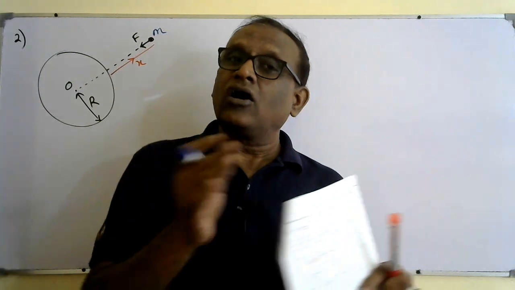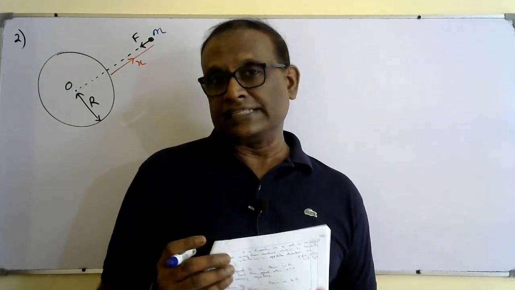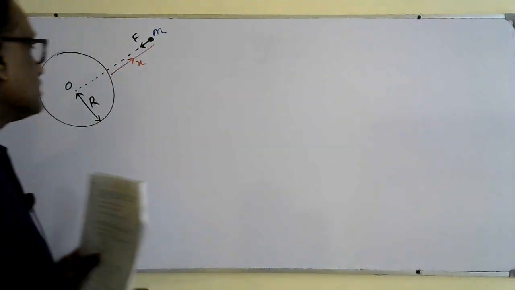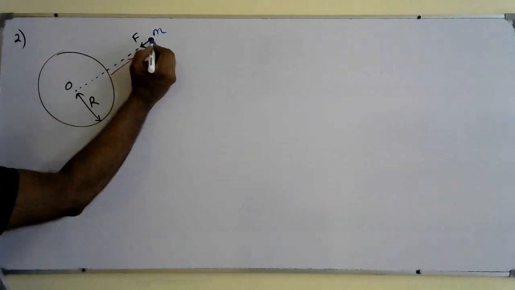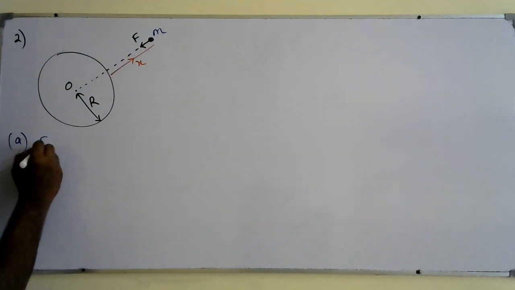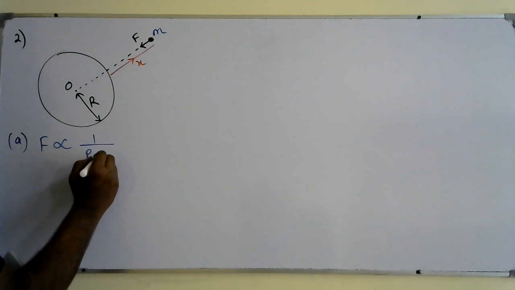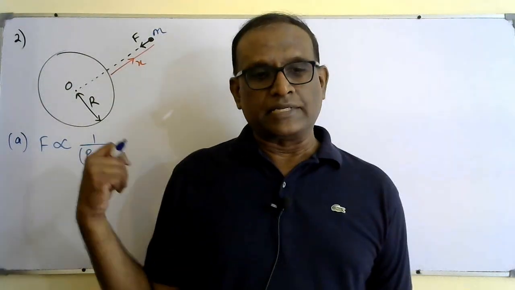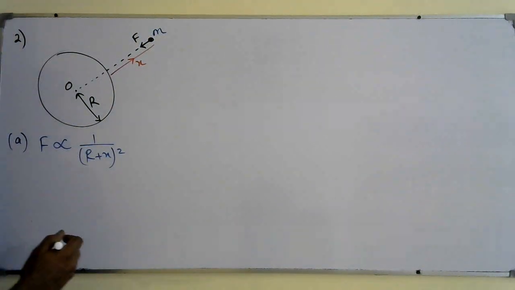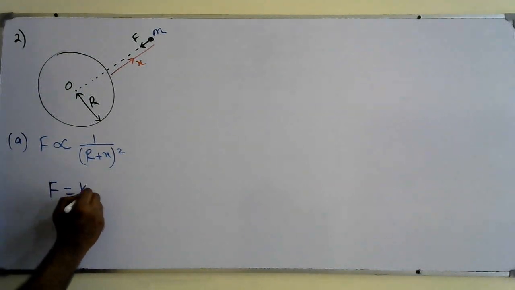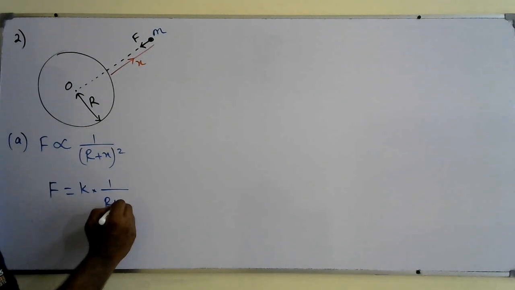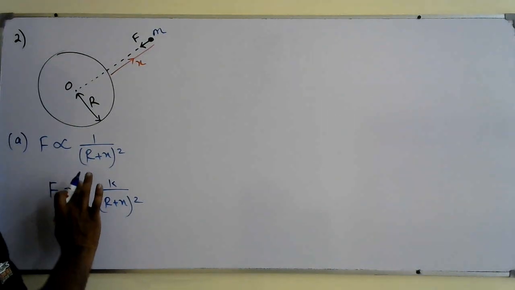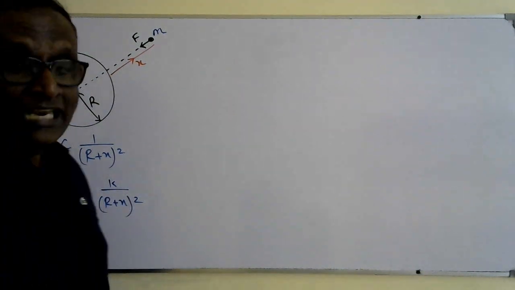At the same time, they are telling us that on the surface of the Earth, the acceleration of free fall, or the gravitational acceleration, is symbol g. Okay, we'll use this information. So here the force F, when it is at this distance, is inversely proportional to the distance from the center of the Earth, meaning proportional to (R plus x) all squared. When you convert the proportionality into an equation, there will be a constant k, so F equals k times 1 over (R plus x) all squared. That's the force, but we have to eliminate k.